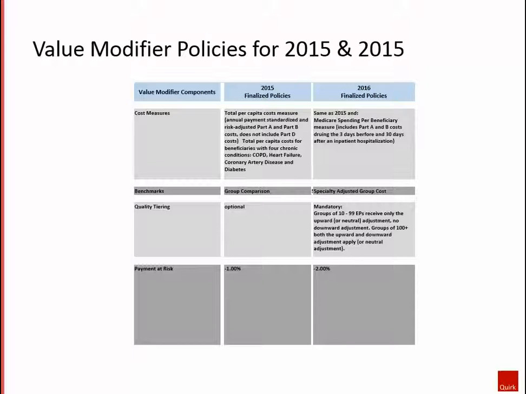What are the benchmarks? It's a group comparison, and it's also specialty adjusted. Quality tiering in 2015 was optional, but in 2016 it's mandatory. Groups of 10 through 99 can only receive an upward or neutral adjustment, no downward adjustment. However, groups of 100 or more could potentially receive an upward, downward, or a neutral adjustment. The payment that is at risk for 2016 increased from 1% to 2%.